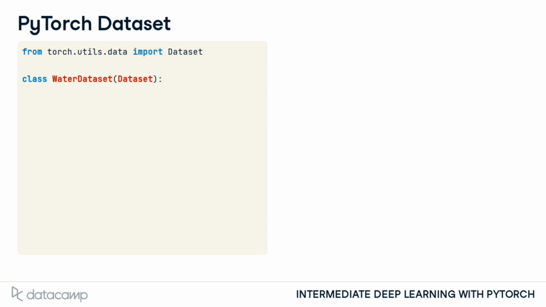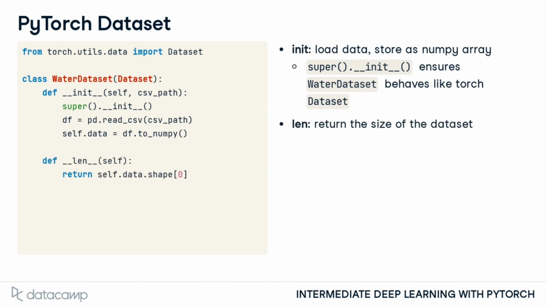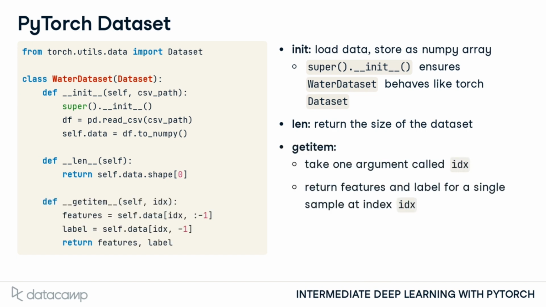Let's build a custom dataset for our water potability data using OOP. We start with the init method, which reads a CSV file into a data frame and stores it in the data attribute as a NumPy array. The super init command ensures our water dataset class behaves like its parent class, torch Dataset. Next, PyTorch requires us to implement the len method that returns the total size of the dataset, which we access as the 0th element of the data frame's shape. Finally, we add the getitem method, which takes one argument called idx, the index of a sample, and returns the features, all columns but the last one, and the label, the final column for that sample.